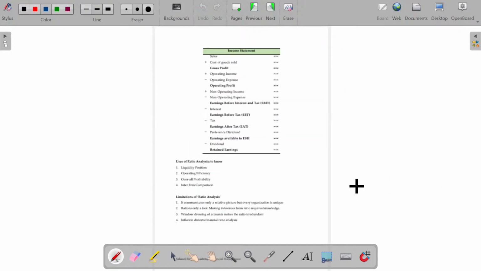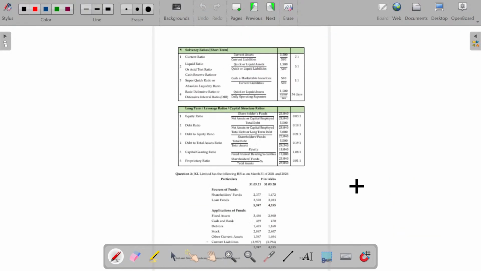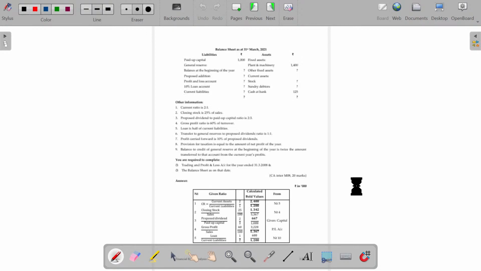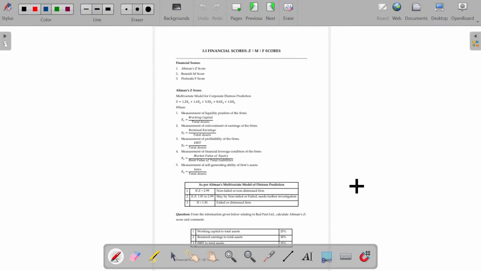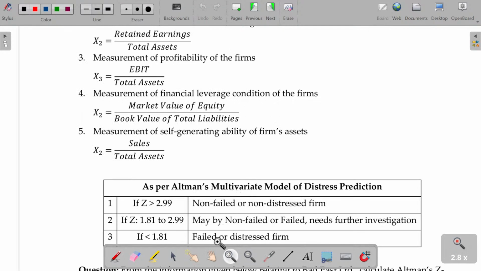And ratio analysis 3.2 was already completed. We'll now move on to the financial scores.